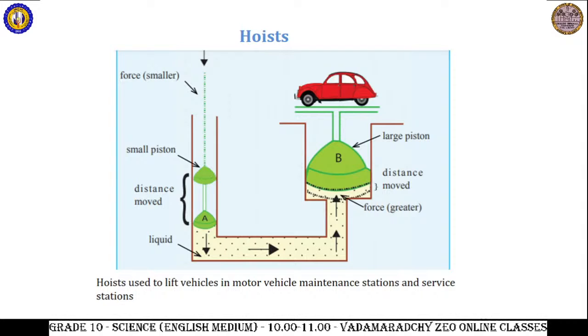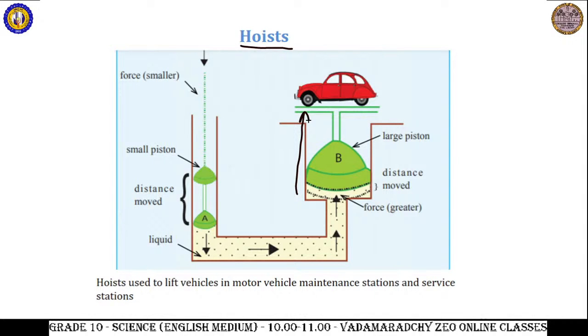The second one is the hoist. The hoist also works under the principle of pressure transmission through liquids. These hoists are usually used in motor vehicle stations to lift vehicles.